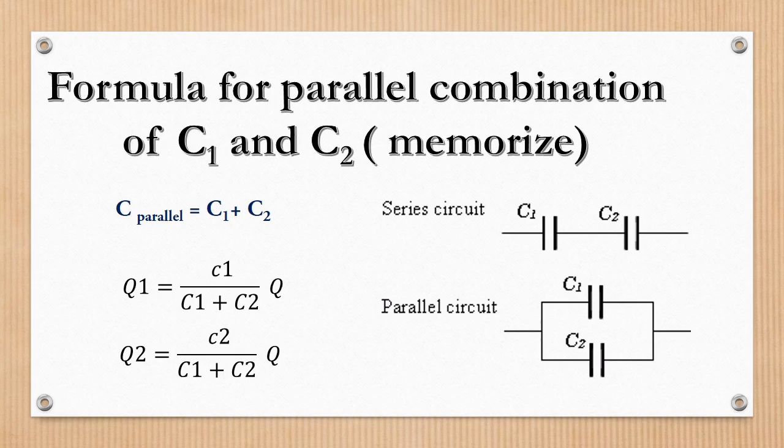So Q1 is equal to C1 by C1 plus C2 into Q, and Q2, the charge in C2, is C2 by C1 plus C2 into Q. These two formulae you need to remember to begin with or write it down somewhere.